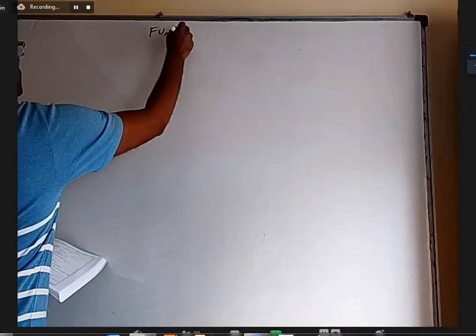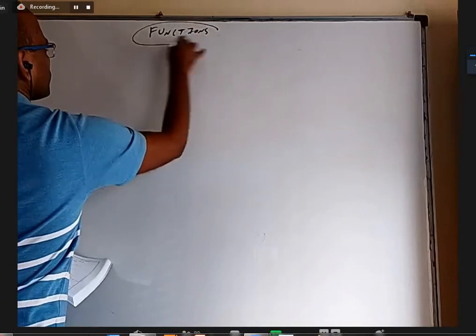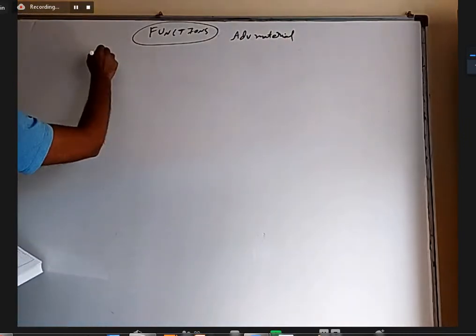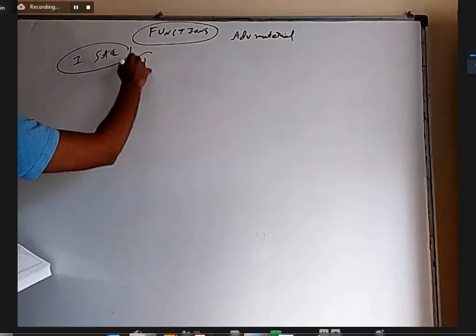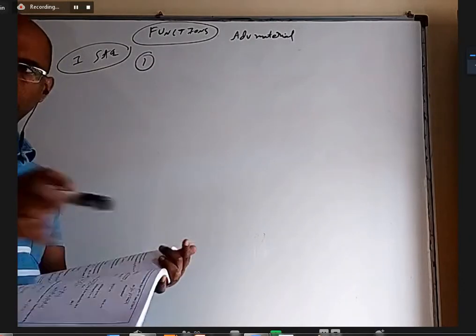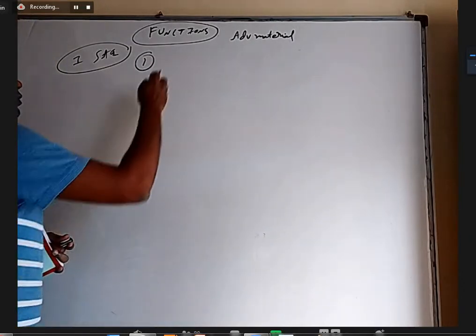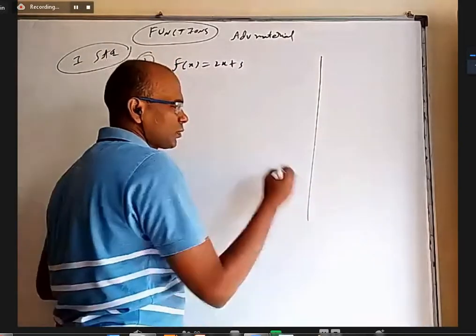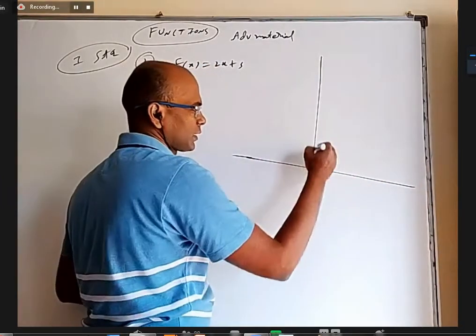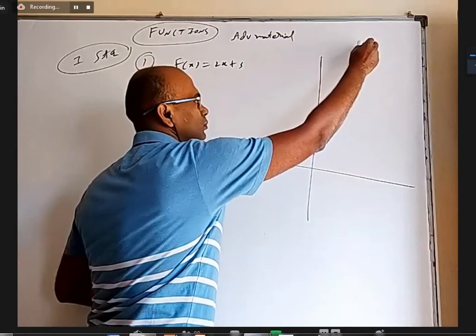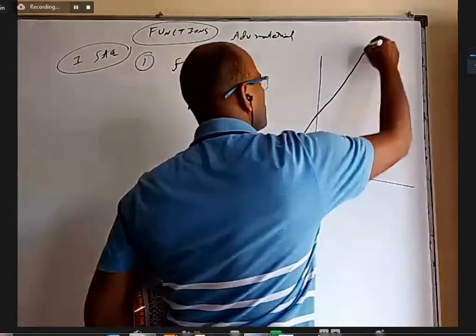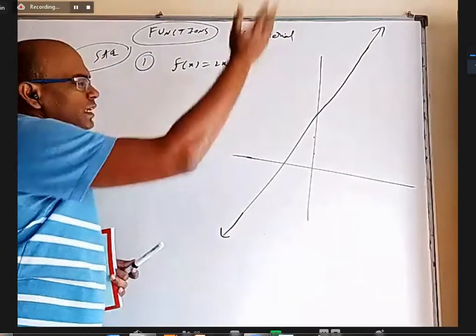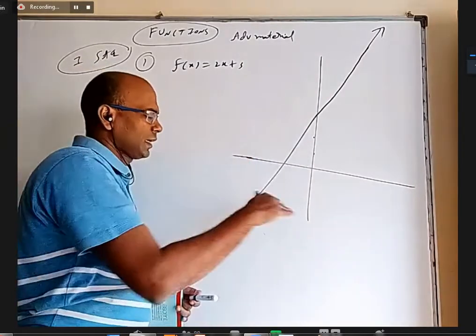Okay, so functions, advanced material, single answer questions, section 1, the first question. f of x equal to 2x plus 3. If you draw the graph of y equal to 2x plus 3, it is a simple straight line with y-intercept 3 and slope 2, somewhat like this. This is the graph. When you take this full straight line graph and draw any horizontal line, it will intersect only once.